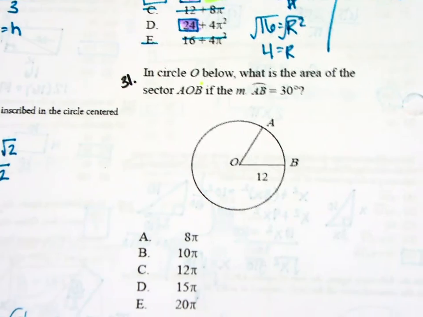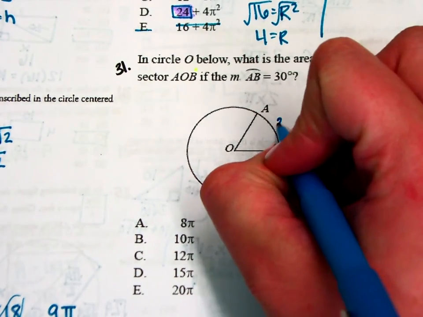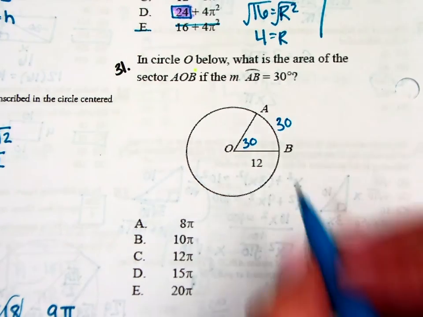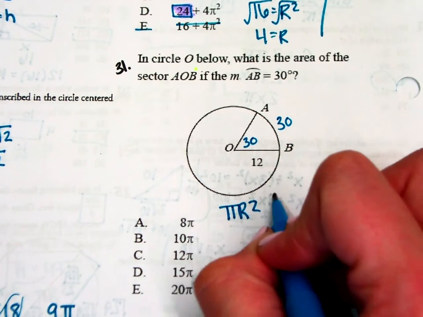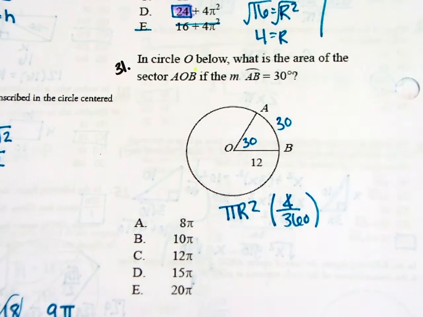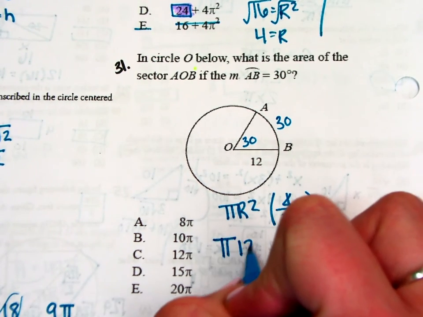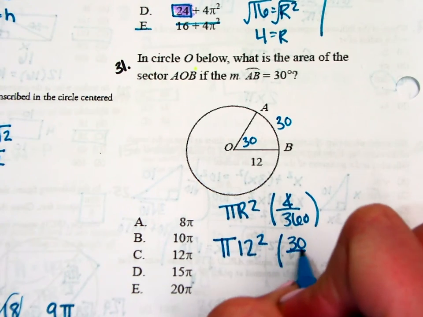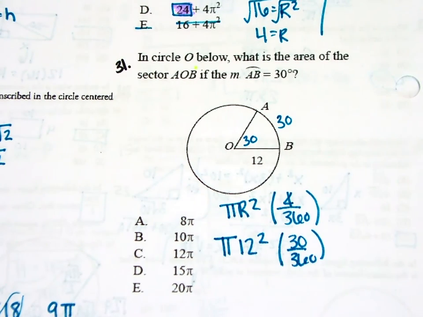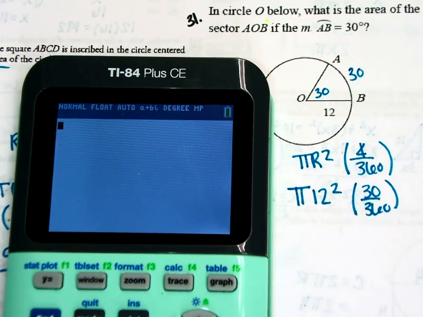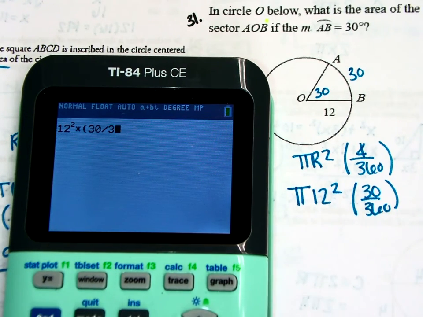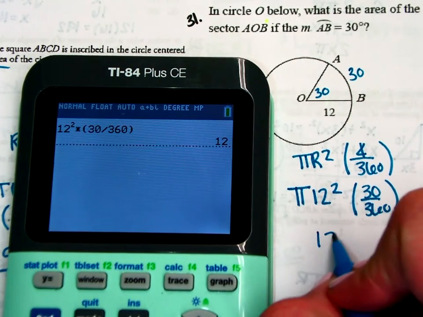Very last problem. What is the area of the sector if AB is 30? Well, that is our angle because this angle is also 30. So area of a sector is the area of a circle times an angle over 360. The angle over 360 will just kind of break the circle up into a portion, and I only want 30 degrees. So pi times 12 squared times 30 over 360. 12 squared is 144. So if I'm going to do this in my calculator, the way that it gets typed is 12 squared times 30 over 360. I get a whole number of 12.